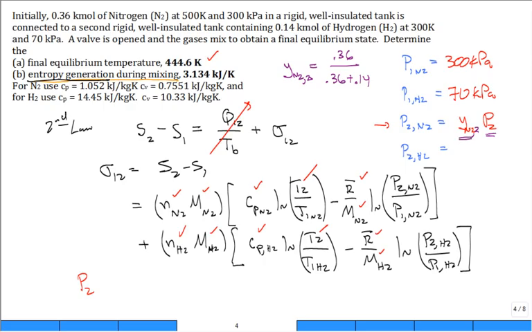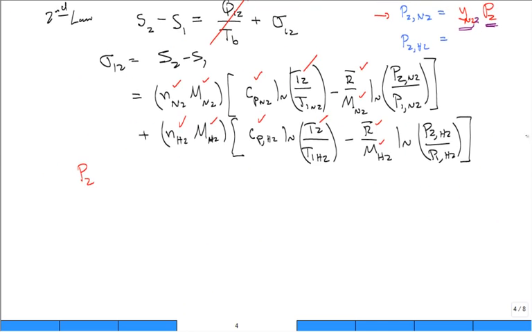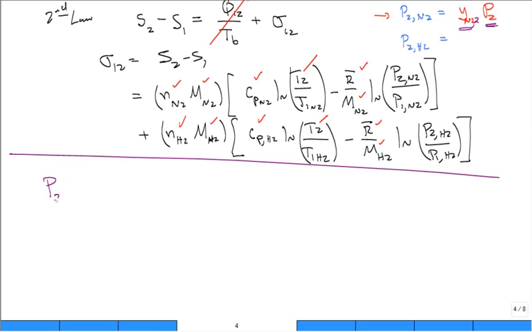Now, how do I get the harder part? We got the easy part. How about P2? Ideal gas equation. If we use the ideal gas equation to get P2, the final pressure times the total volume of both tanks is equal to the total number of moles in both tanks times the universal gas constant, times the final temperature of the substance in both tanks.